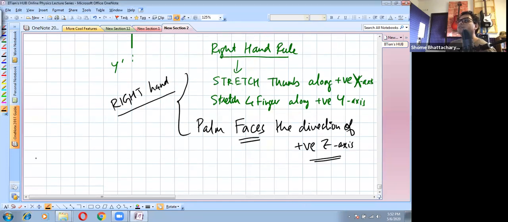Okay. So this is actually similar to Fleming's left hand rule.